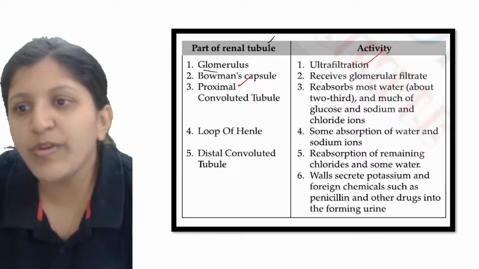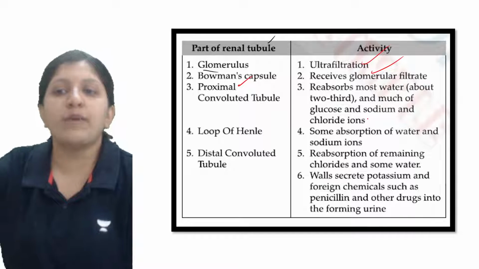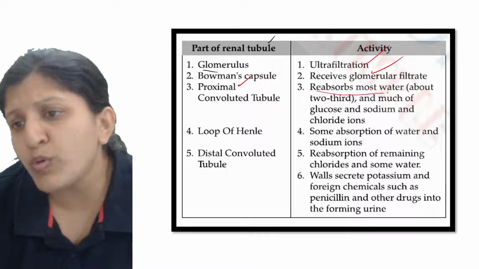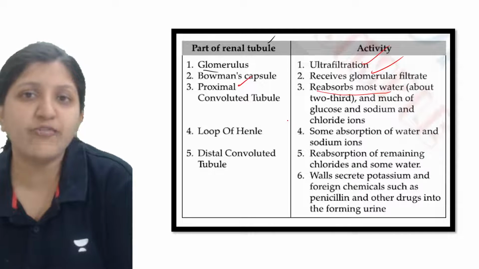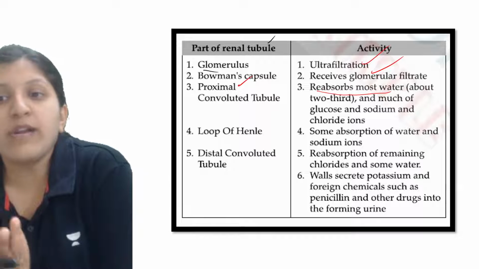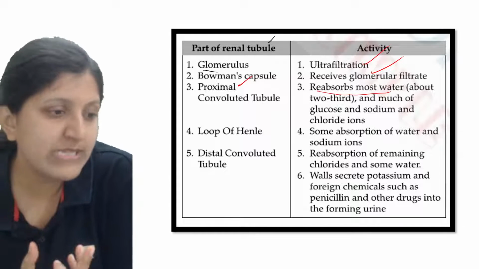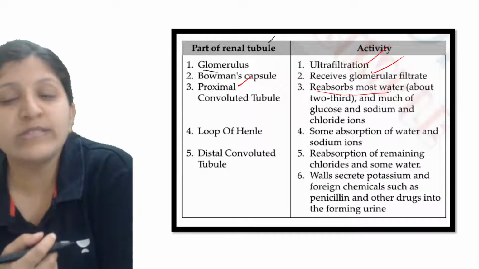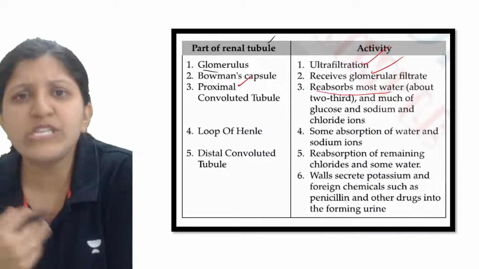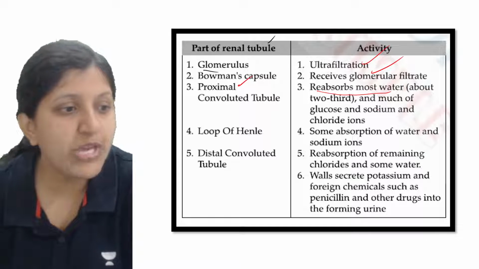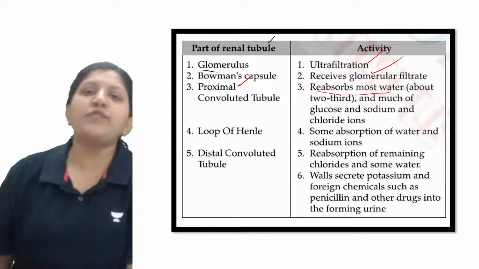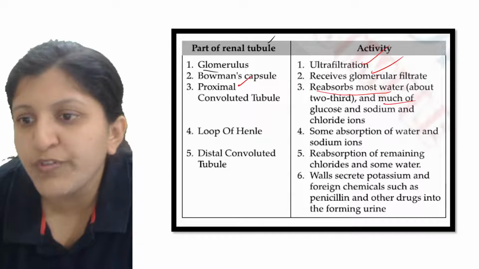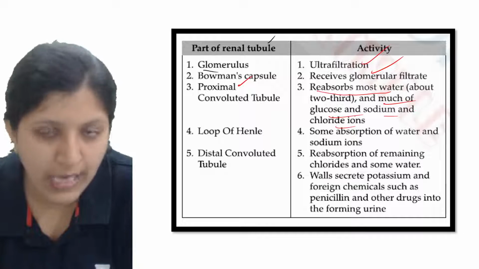The Bowman's capsule receives the glomerular filtrate, and the proximal convoluted tubule is where most of the water is reabsorbed. Once the filtration of blood is done, the glomerular filtrate entering the Bowman's capsule will have water, glucose, and sodium and chloride ions, which are needed by the body. So reabsorption of most of this is seen: it reabsorbs most water and much of the glucose and sodium and chloride ions.